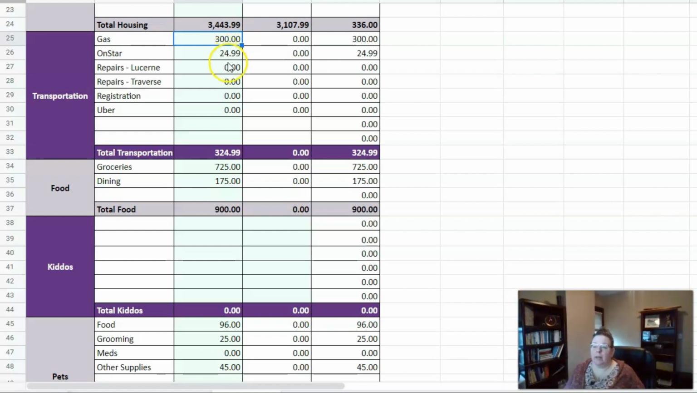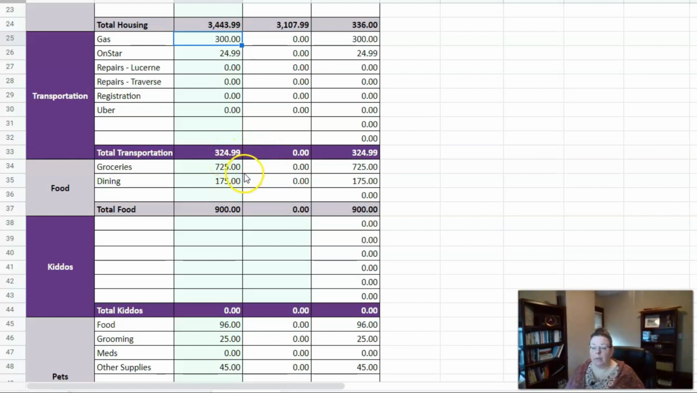We have $24.99 for OnStar. We don't plan on any repairs for either of the cars. And then there's no registrations coming due, and we haven't had to use Uber for quite some time. So that brings our total transportation to $324 for the month.